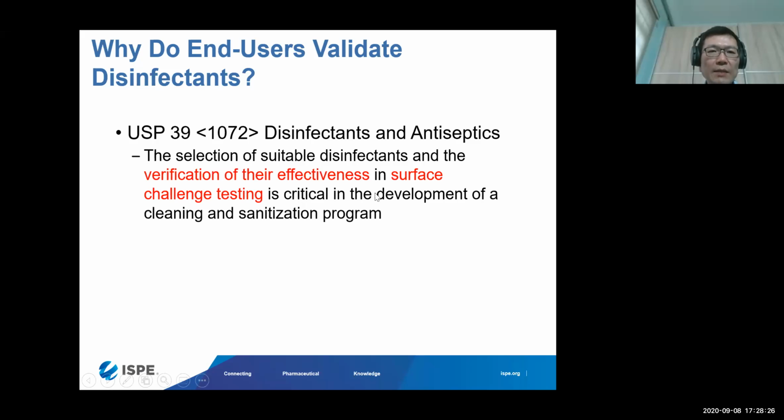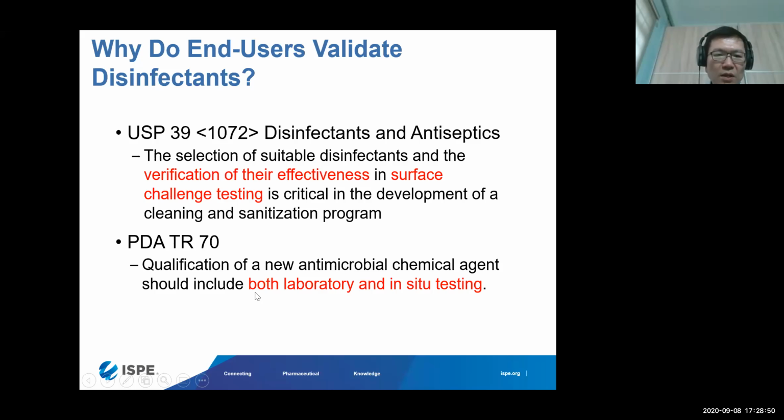And also some of the guidance documents, USP 1072, disinfectants and antiseptics. In this case, the selection of suitable disinfectants and the verification of the effectiveness in surface challenge testing is critical. So this also states that you need to perform the efficacy studies. Technical report 70 as well, qualification of a new antimicrobial chemical agent to include both laboratory and in-situ testing. So I will elaborate on this a little bit more later.